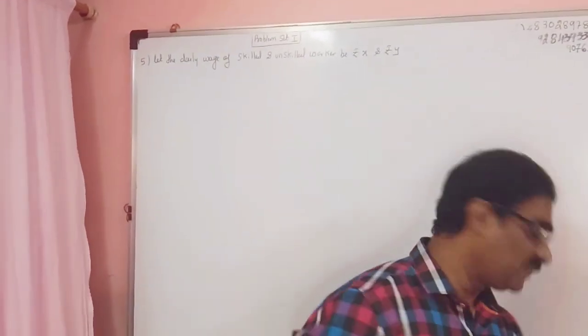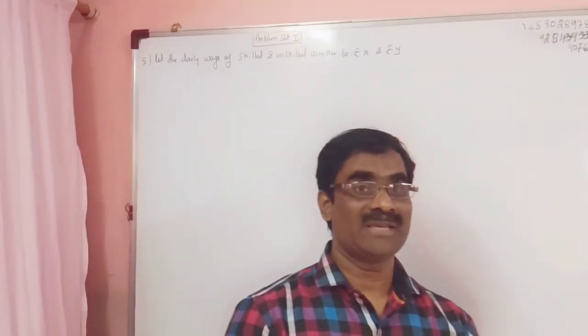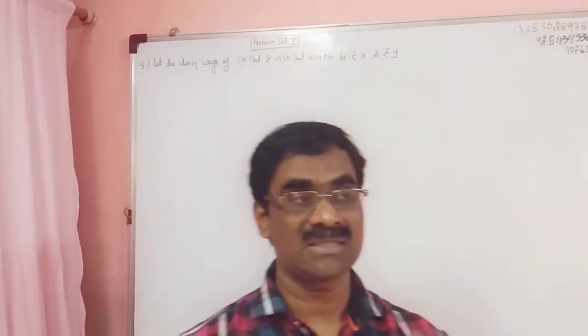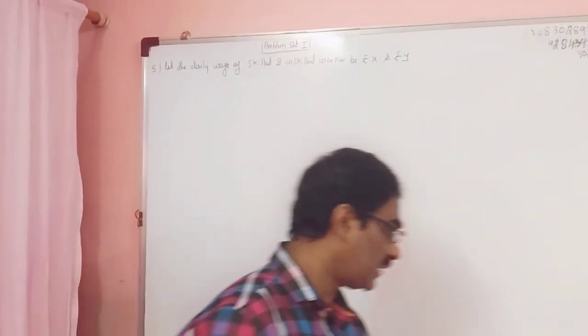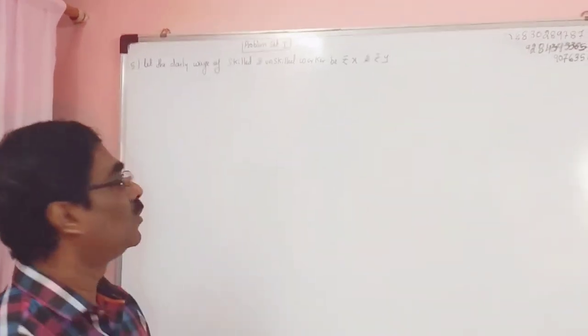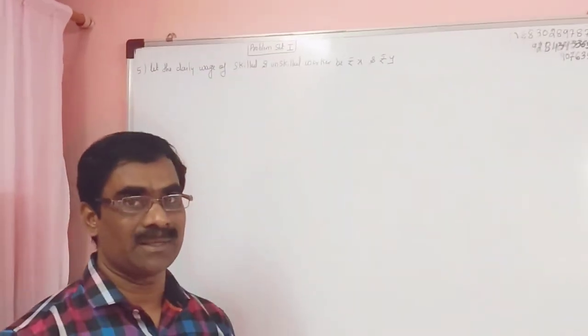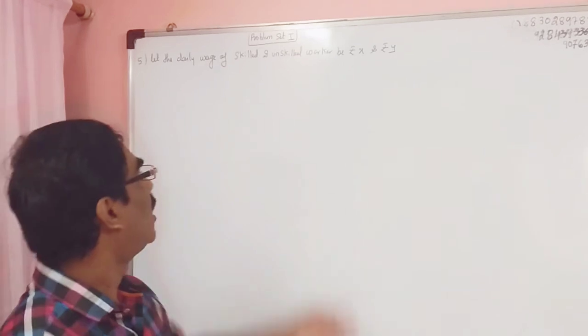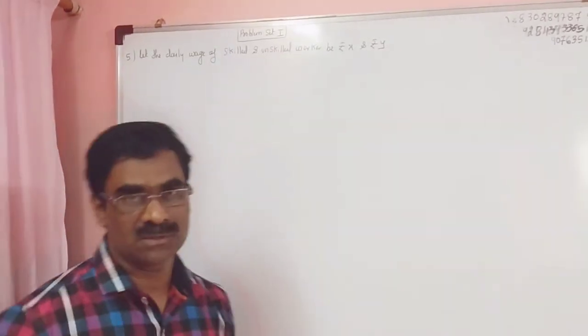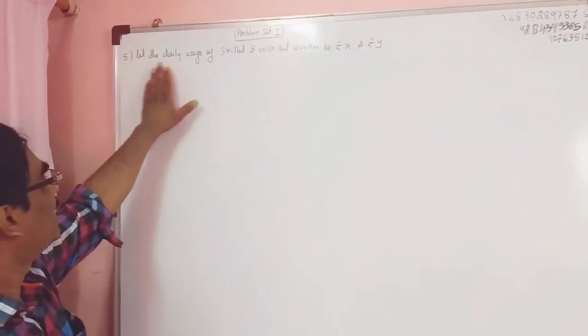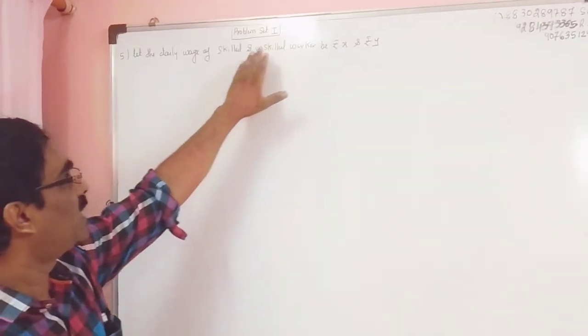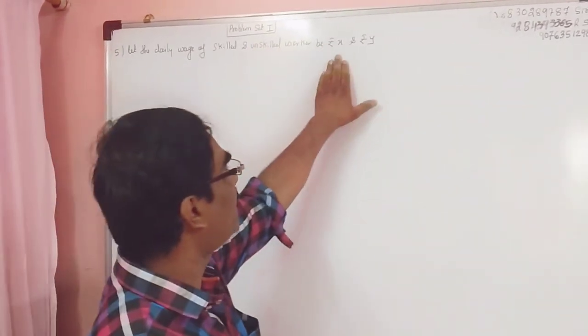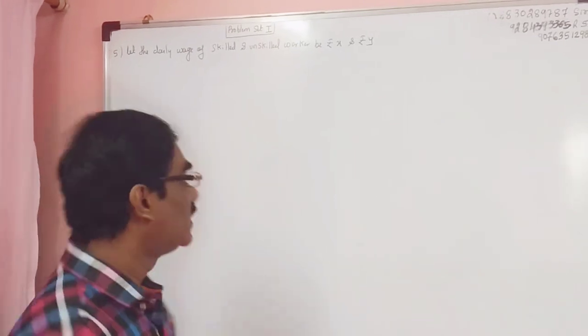See, now in a factory, the ratio of the salary of the skilled and unskilled worker is given as 5 is to 3. You have to find the wages of skilled and unskilled workers. So how to start? Let the daily wages of skilled and unskilled workers be rupees X and rupees Y.